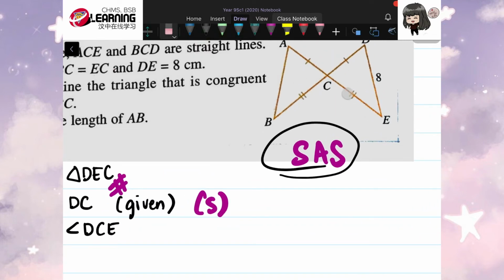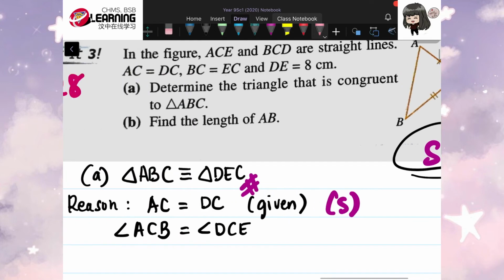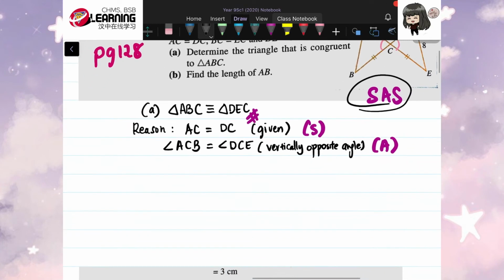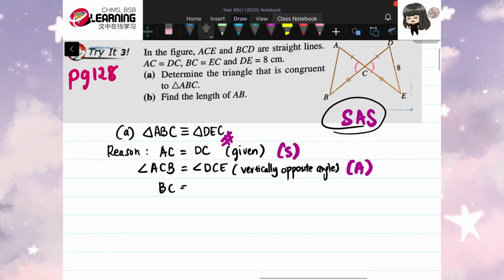Okay, so ACB is the same as DCE, and the reason you must state is because it's a vertically opposite angle. This is your A, and your last one S is BC equals to EC, which you are given. That is your S, so SAS.